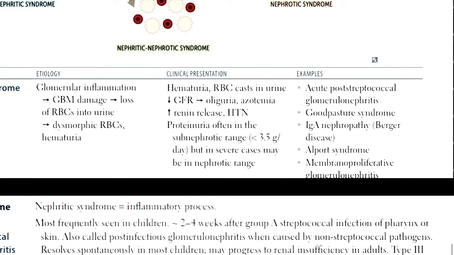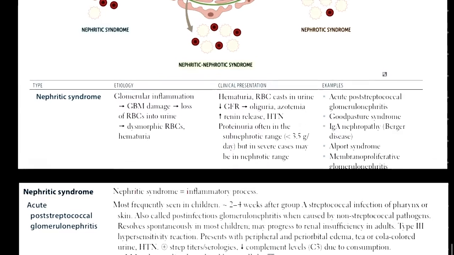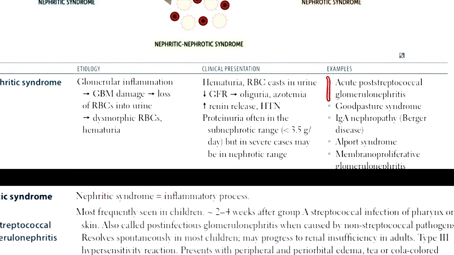Clinical presentation: hematuria, yes we know. RBC casts, yes we have already discussed. And we have decreased glomerular filtration rate, that is oliguria, less than 400, azotemia, and increase in serum creatinine. Now there will be increase in renin release, and hypertension will occur because of that. There is proteinuria, mainly albumin.